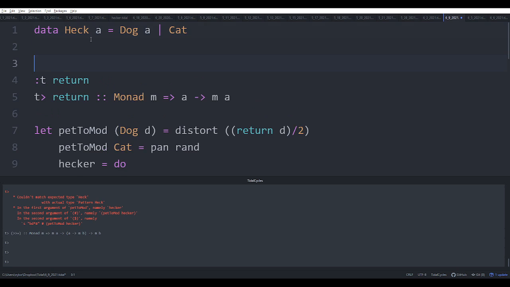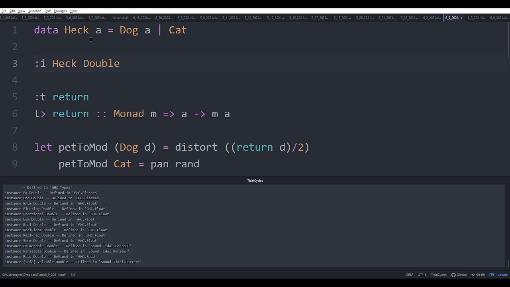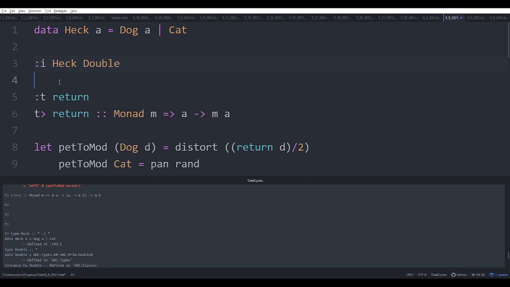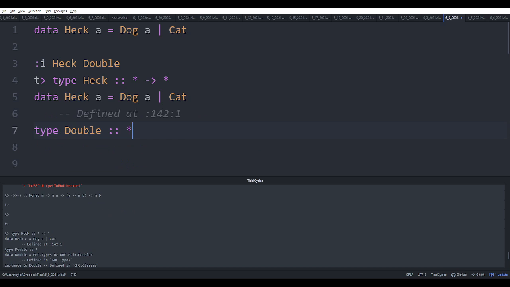Like, for example, you could say, Hack of double. You could say, and then see, we do just copying from down below. So yeah, Hack is a type that takes a type and returns a type. In other words, it's just a thing. It takes a type variable. Don't worry about it too much.